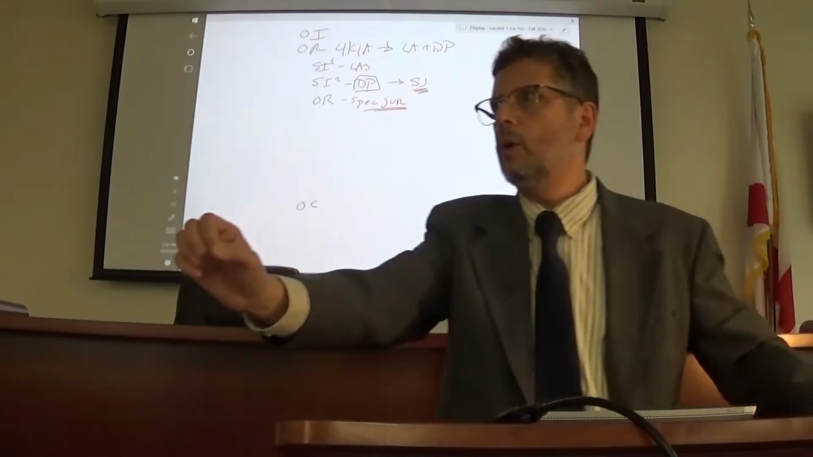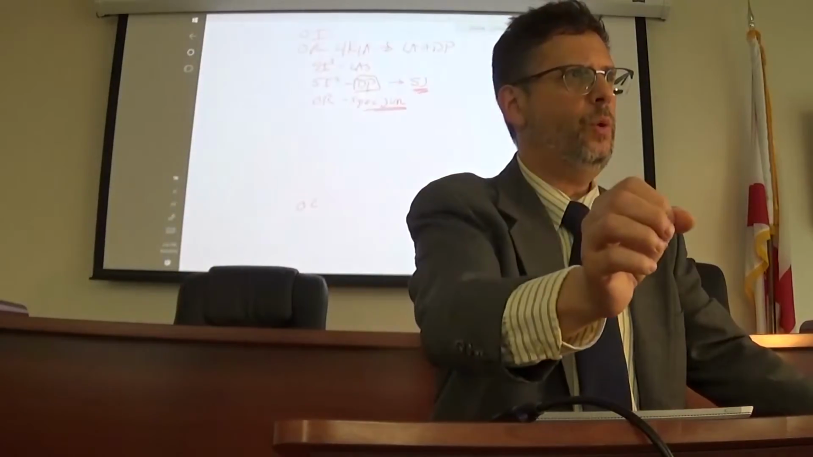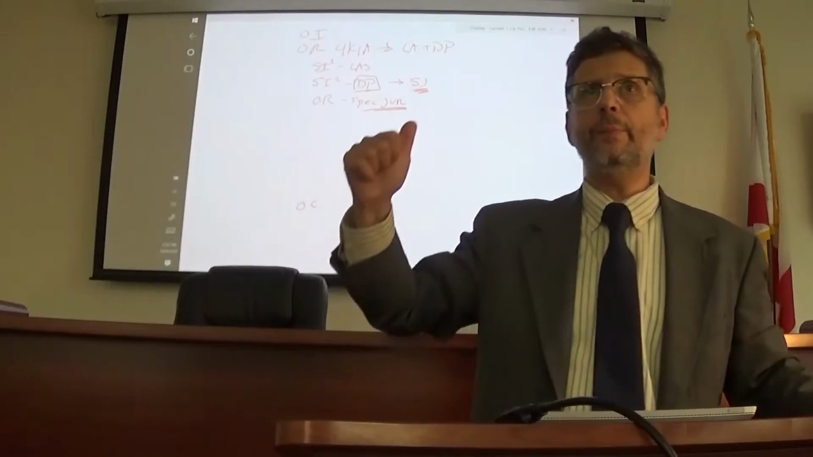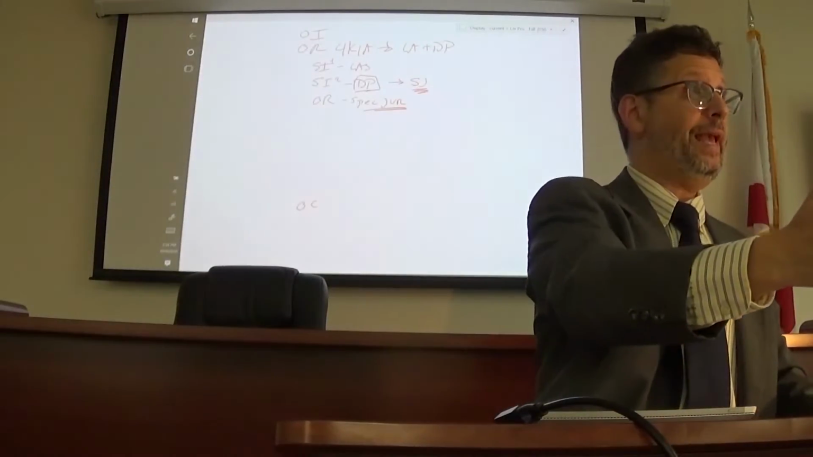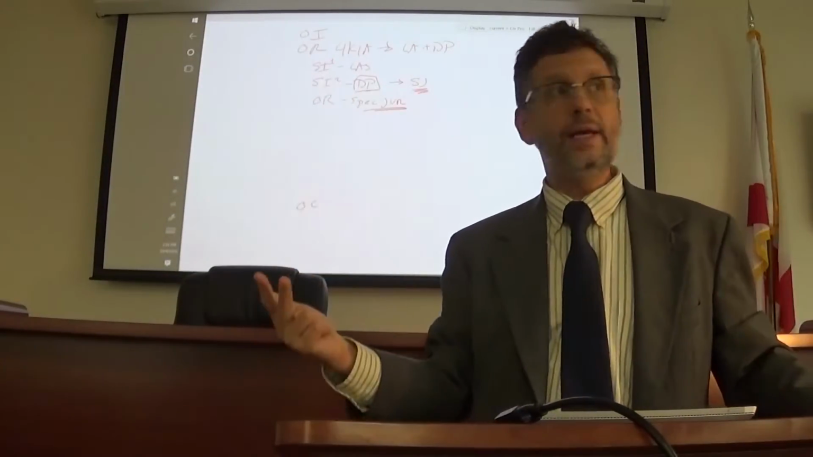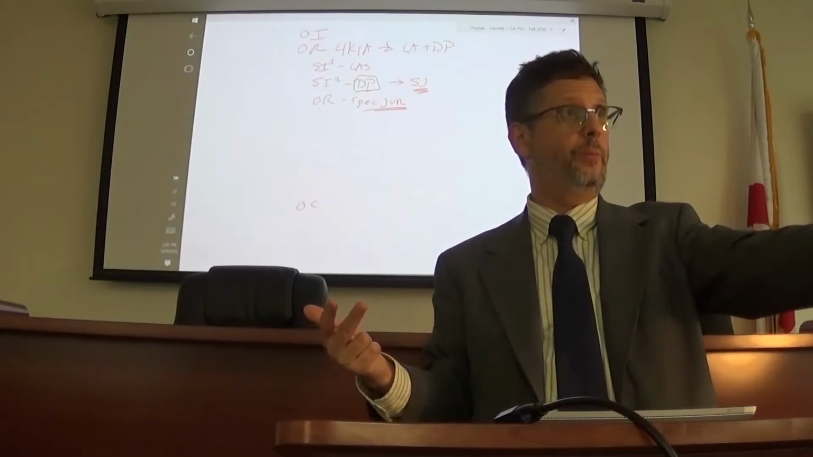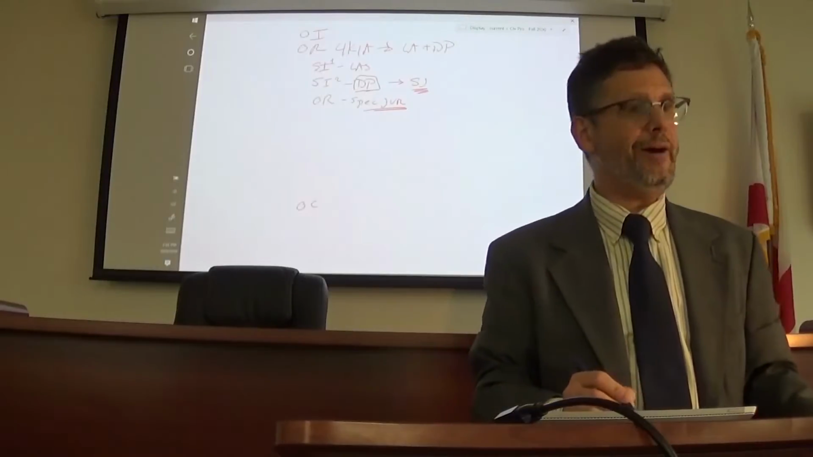And go back to the Coggle. You see, your Coggle gives you the organization. First step is purposeful availment. Second step is that the contacts through purposeful availment gave rise to the claim. And the third is, that's right, the exercise of jurisdiction is reasonable. Boom, boom, boom, 1, 2, 3. Guess what you have now?